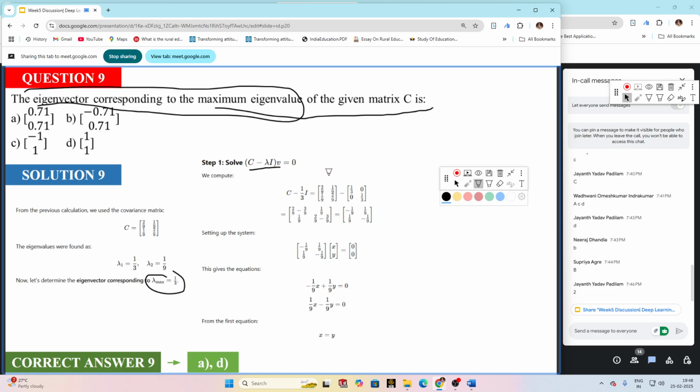So C minus lambda I into v equals 0, and we can find v. Here v comes out as x equals y. That means it can take any proportion of the vector (1, 1). So k times (1, 1) will be your answer. Now according to our question, we can adjust k. If k equals 0.71, then this is the answer. If k equals 1, then D is your answer. So option A as well as option D is the answer. Okay, so is it clear?